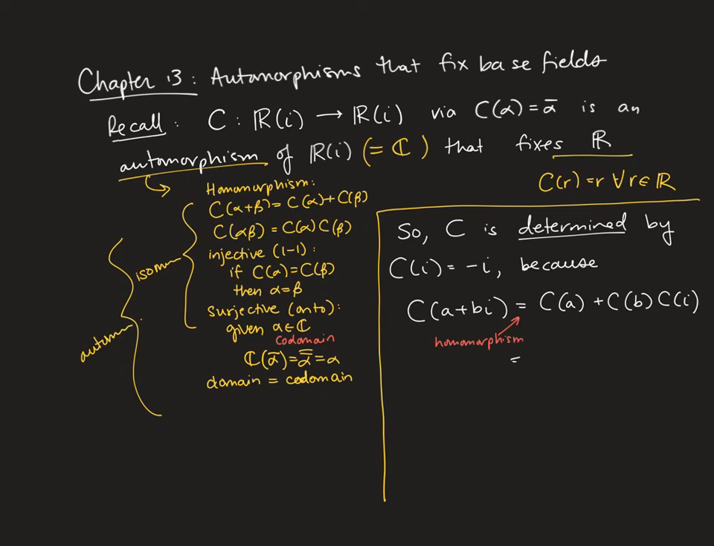And that's going to be a plus b times C of i, because we said it fixes the real numbers, and a and b are real numbers. And that is a minus bi because C sends i to negative i. And that's the conjugate. That's a plus bi conjugate, as we had hoped.